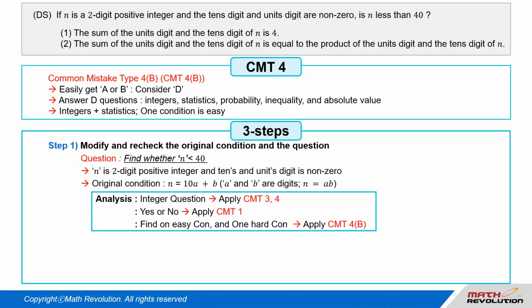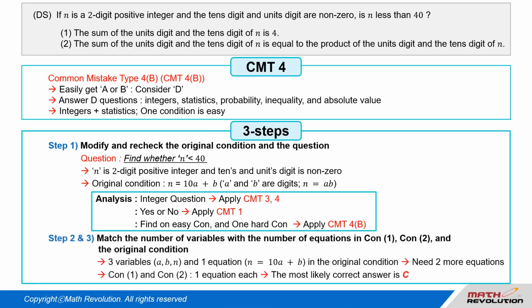Let's look at the information from the question prompt or the original condition. This is an integer question, and therefore one of the key questions. We need to pay attention to CMT 3 and 4 in key questions. Also, the answer to this question will be in terms of a yes or no, and therefore, we apply CMT 1 to this question. When we look at the 2 conditions, we find one of the 2 is easy, and the other is more complicated. Follow the second and third steps.